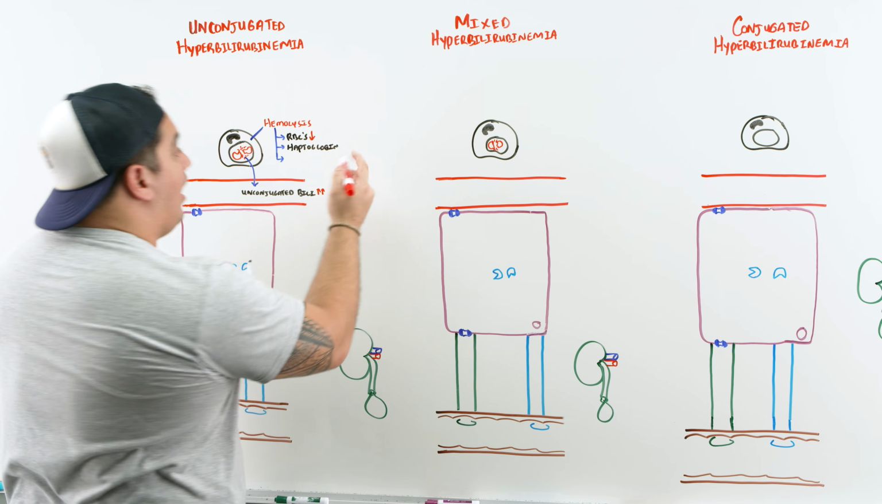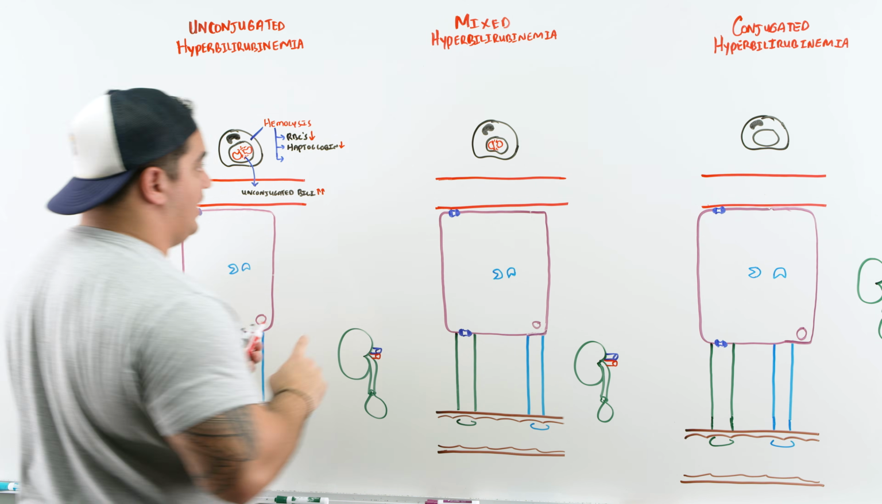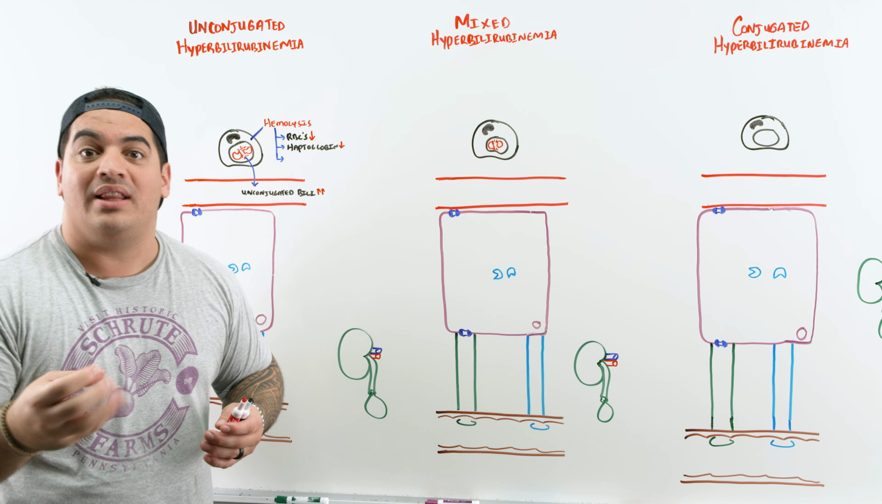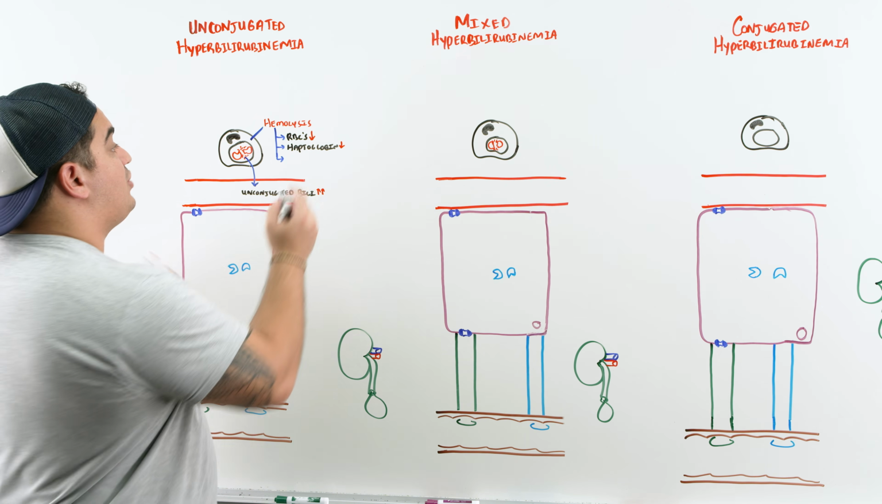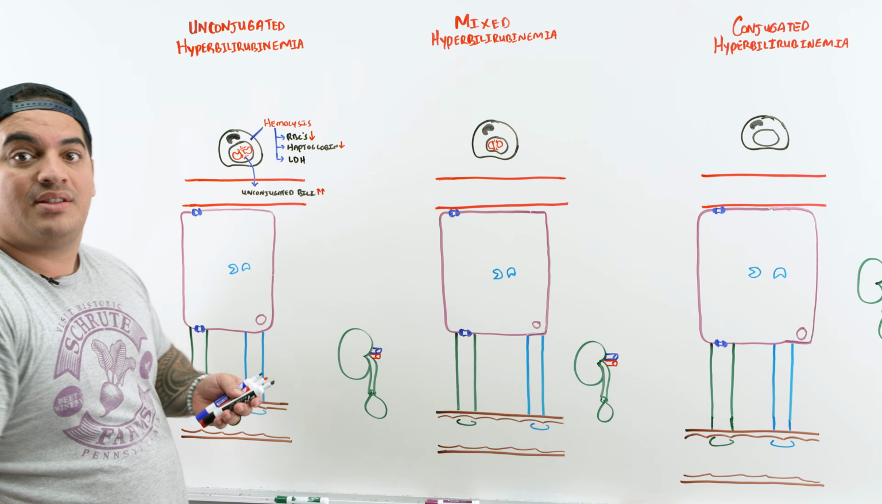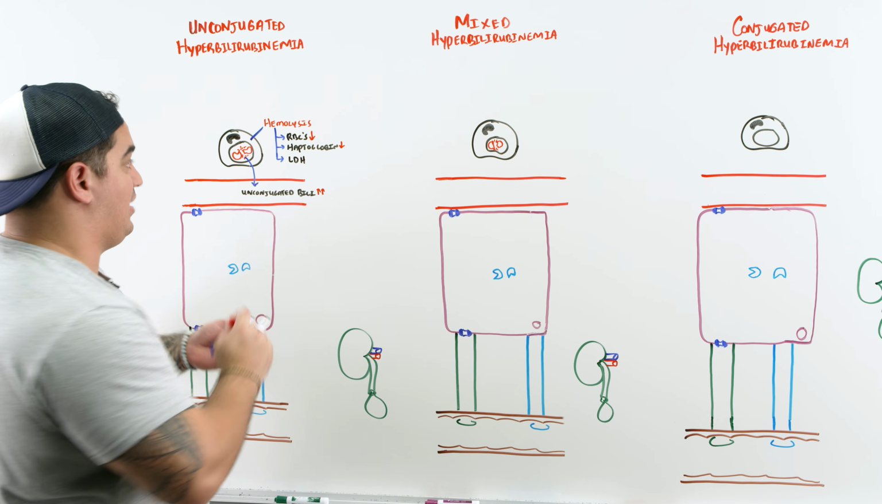Now, the other level that really indicates hemolysis is LDH. When these cells are popping open, they release LDH into the bloodstream. And so when LDH is released, it indicates lots of hemolysis. So the more hemolysis, the more elevated the LDH levels.